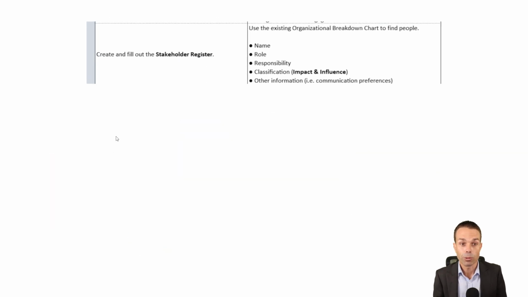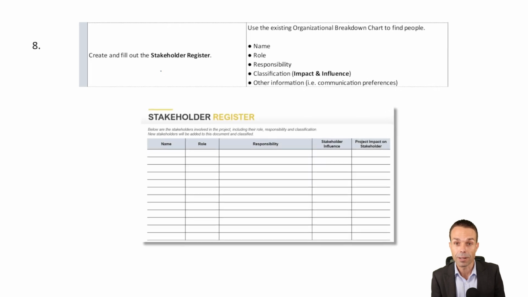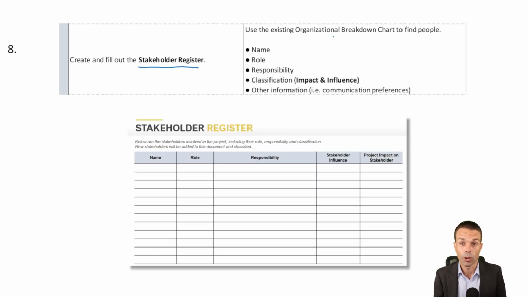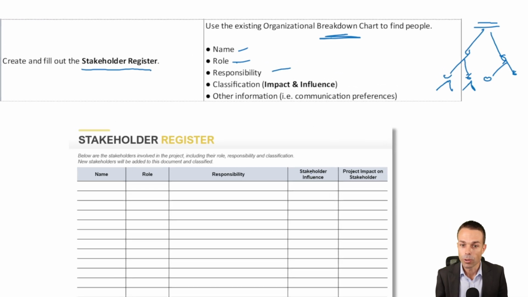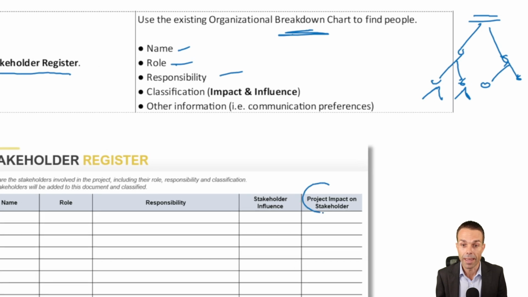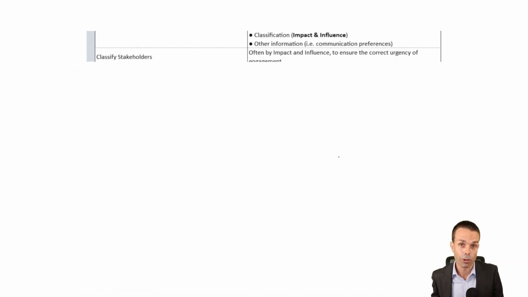Once we've got that, we want to fill out that stakeholder register. So create it and fill it out, and we can use the existing organizational breakdown chart. So usually there's a list of people, maybe it's a nice visual in the organization where everybody fits. We can go searching through that to find the right people in the right areas for our project if we need to. We'll include things like our name, their name, the role and responsibility, their classification, so the impact that we're having on their area, and the influence that they have on our project. So if both of those things are high, then we really need to engage with them quite a lot, and any other information that we really want.